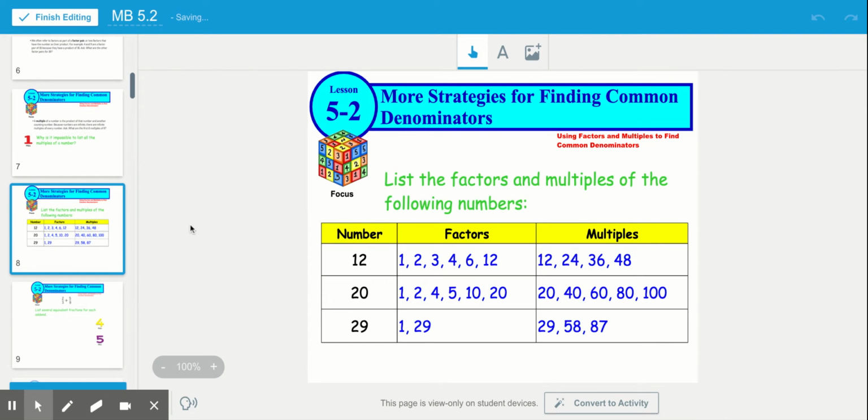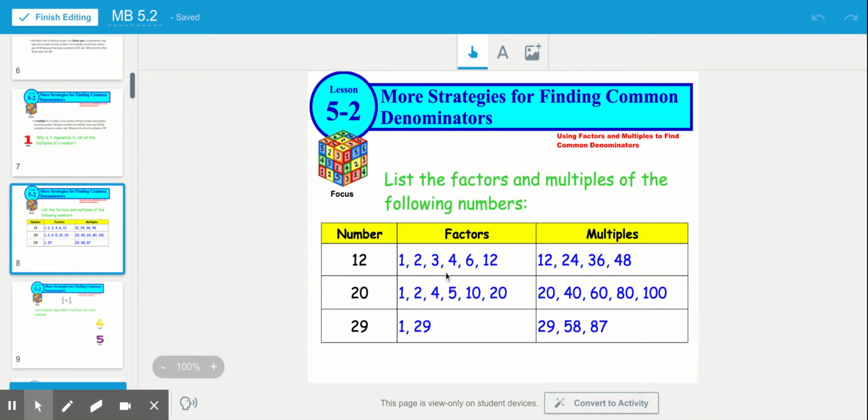So you can see here, we listed the factors and the multiples for 12, 20, and 29. And you can see some differences here. We've got factors. We know we've got 1, 2, 3, 4, 6, and 12. All of those are factors of 12.